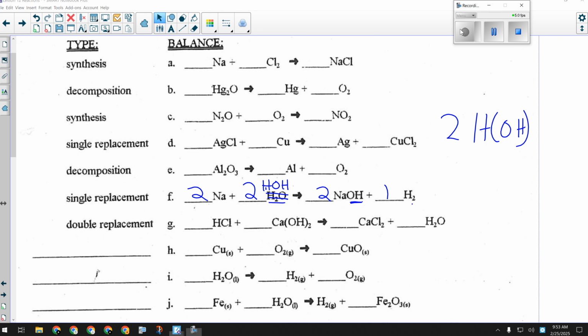Should you do the same thing in G? Yeah, I would change this H2O here to HOH in G. It'll make it a lot easier to track where everything goes, because you start out with OH over there.